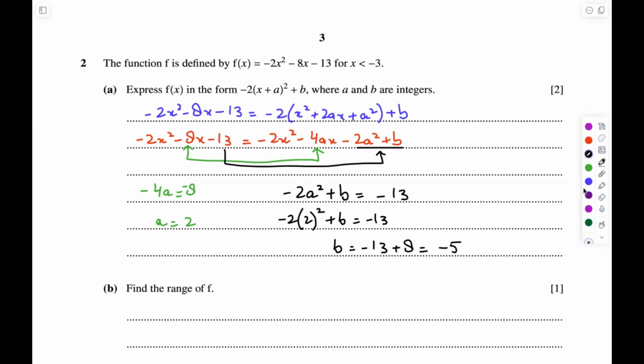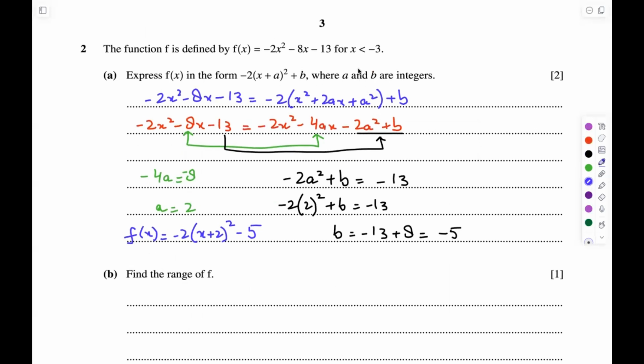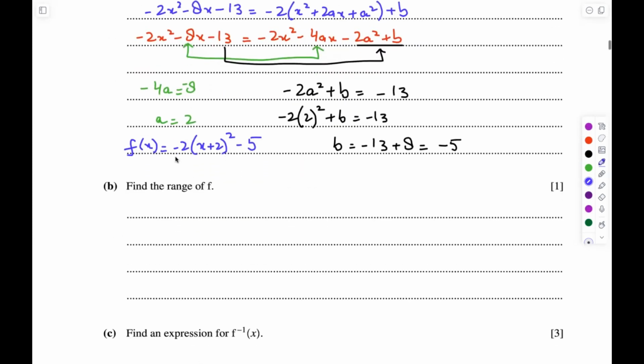Once we have the values of a and b, we can write the final form as f of x equals minus 2 into (x plus 2) whole squared, and the value of b is minus 5, so this will be minus 5. In part B, we have to find the range of f. Now the domain of the function f of x is x less than minus 3. From the conversion that we did, we know that minus 2 and minus 5 is the turning point.